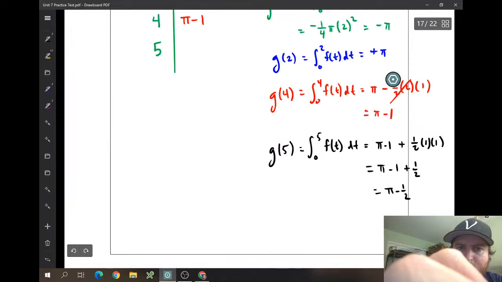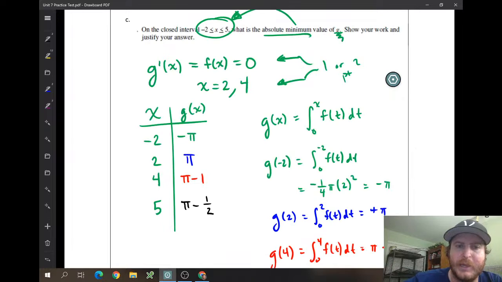Now, we wanted to know the absolute minimum. That's the smallest value. Well, all three of these are positive. The only negative one was the beginning. So I like to state both the x and the y values.